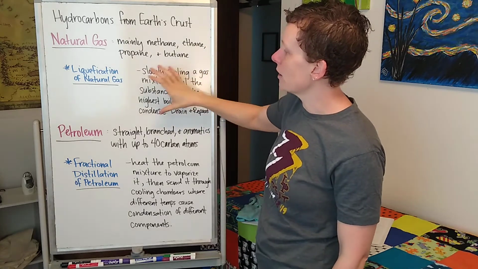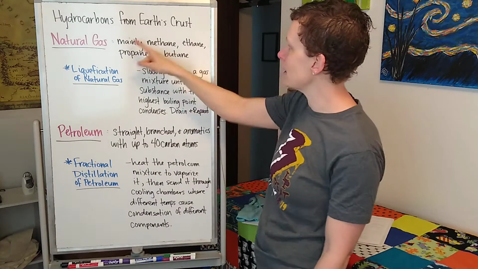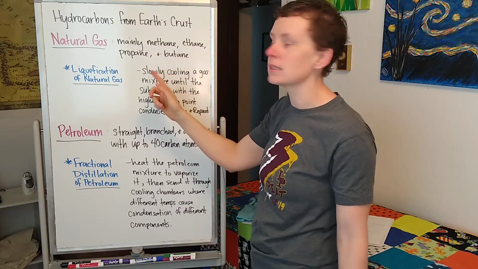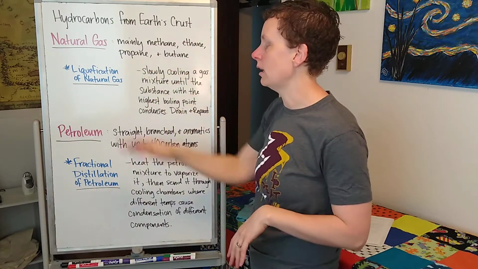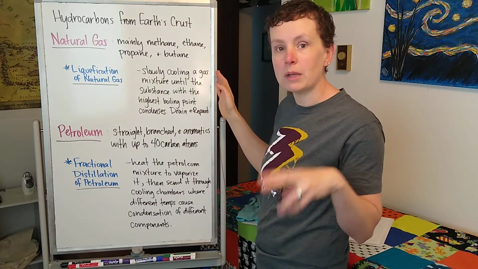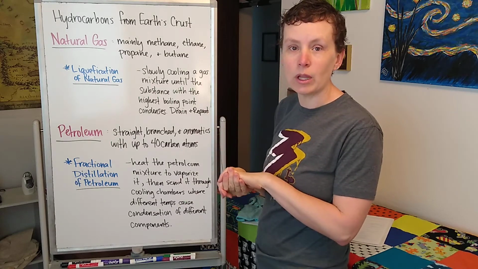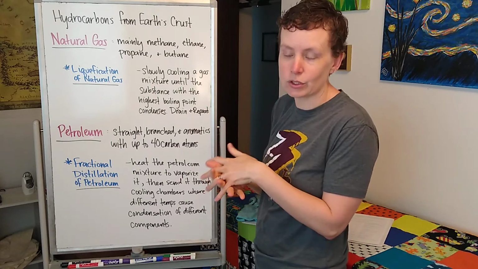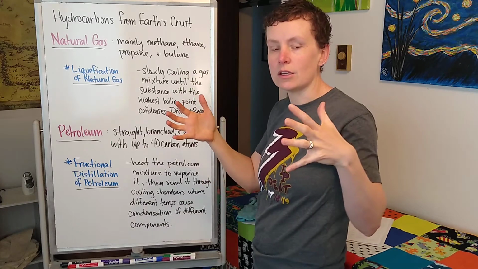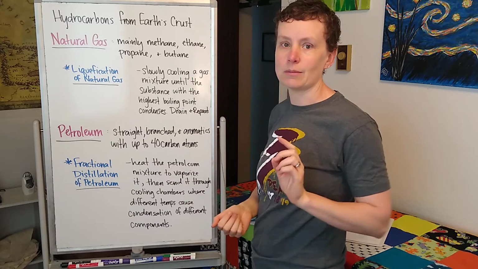And there was a part to those notes where we wanted to talk about the liquefaction of natural gas. So how do we separate these four components and get just propane, just methane? Well, we do that with liquefaction. And that is slowly cooling a mixture of gases until the substance that has the highest boiling point condenses into a liquid. So if you take a mixture of gases and you start to cool them, eventually they're going to turn into liquids. But they don't all do that at the same temperature.